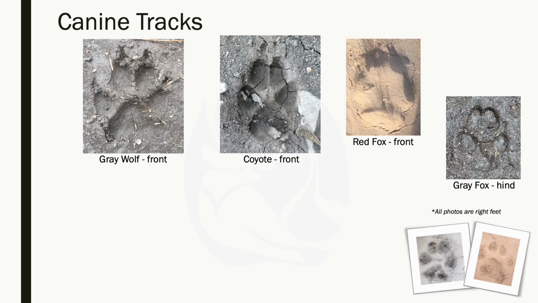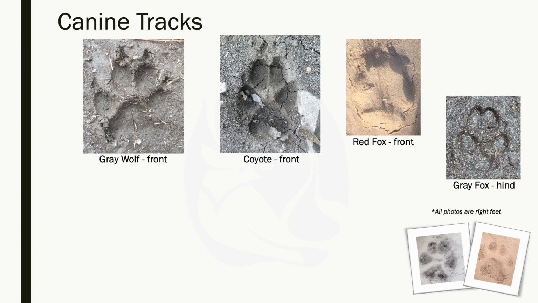Here's a gray fox. This is a hind of a gray fox. You can see it's a little more narrow and long versus wide. You can see the oval-shaped toes. One thing that's noticeably missing are nail marks, and that's because a gray fox is a species that has what's called semi-protractable claws.